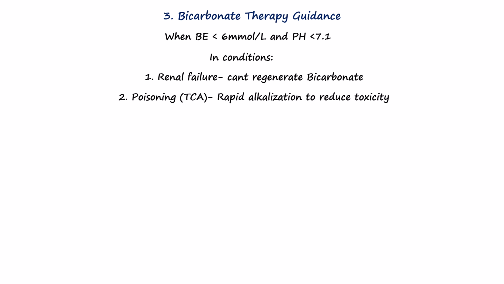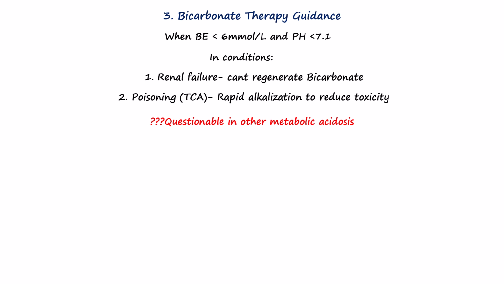Some clinicians give sodium bicarb if the pH is below 7.1 and base excess is less than -6 millimole per liter. This is common in renal failure where the kidneys can't make enough bicarb. It can also be used in poisoning like TCA overdose to make the blood more alkaline and reduce toxicity. Bicarbonate, however, is not used in all the metabolic acidosis. But in some cases with large base deficit, it may help. The decision depends on patient's condition and risk.